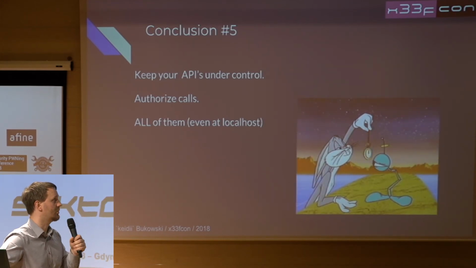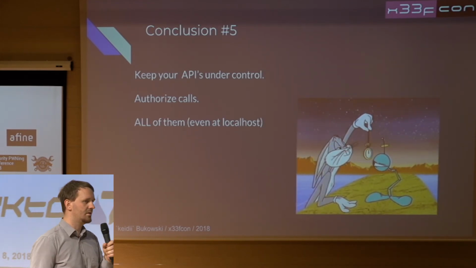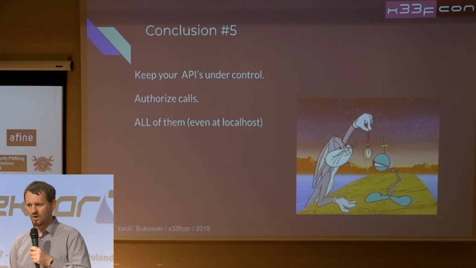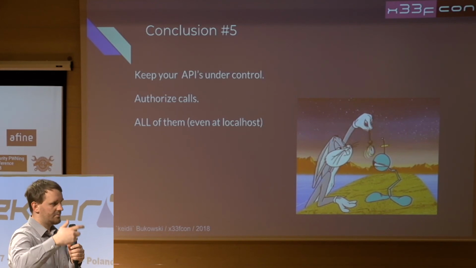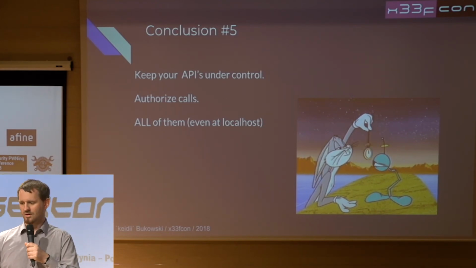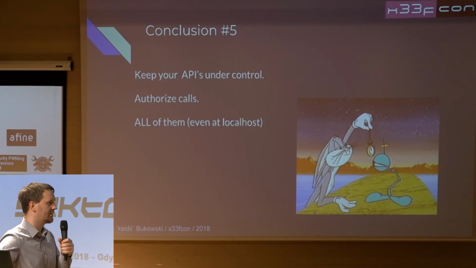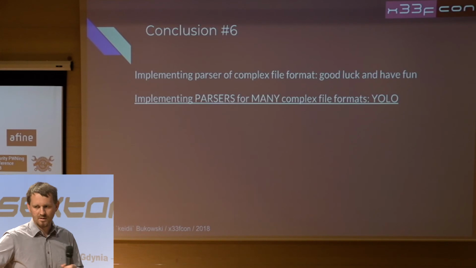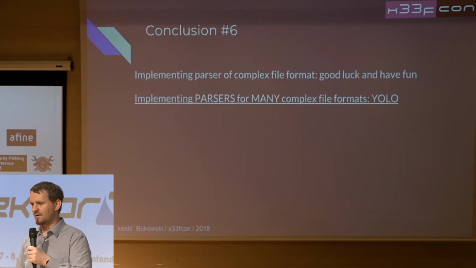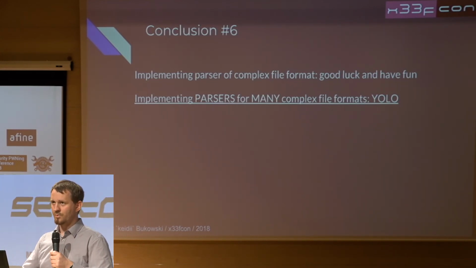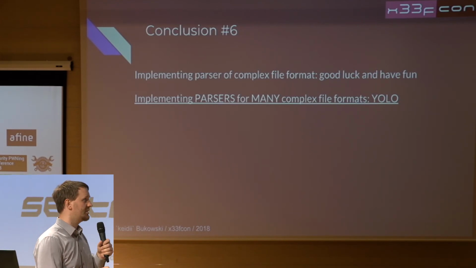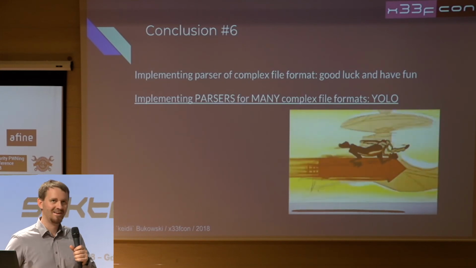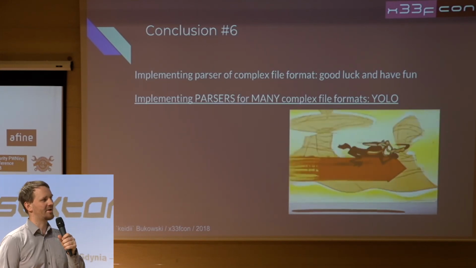Keep your API under control. Authorize calls, all of them. Even if you expose the API on localhost, you never know who is on the localhost, and you never know when you will, by accident, expose the API to the local or wide network. If you are implementing parsers of complex file formats, good luck with that. Adobe had a problem with that. If you are implementing parsers for many, many complex files, you're seriously crazy and very brave.